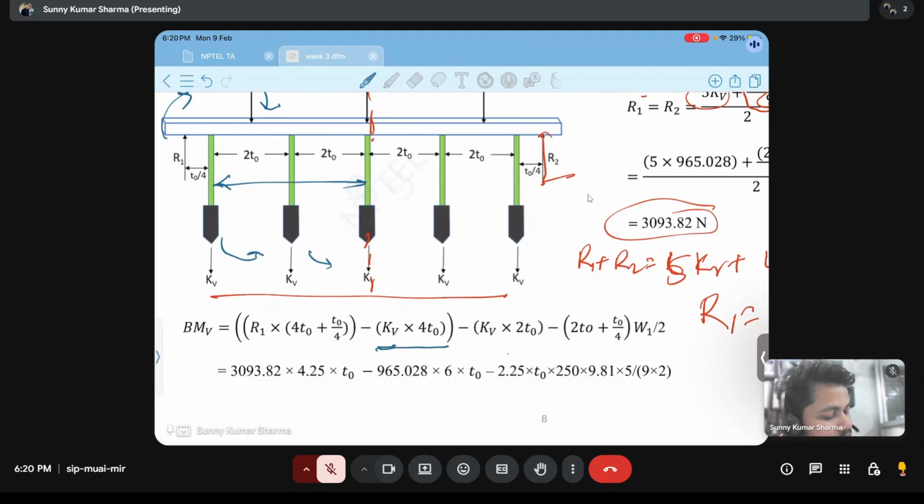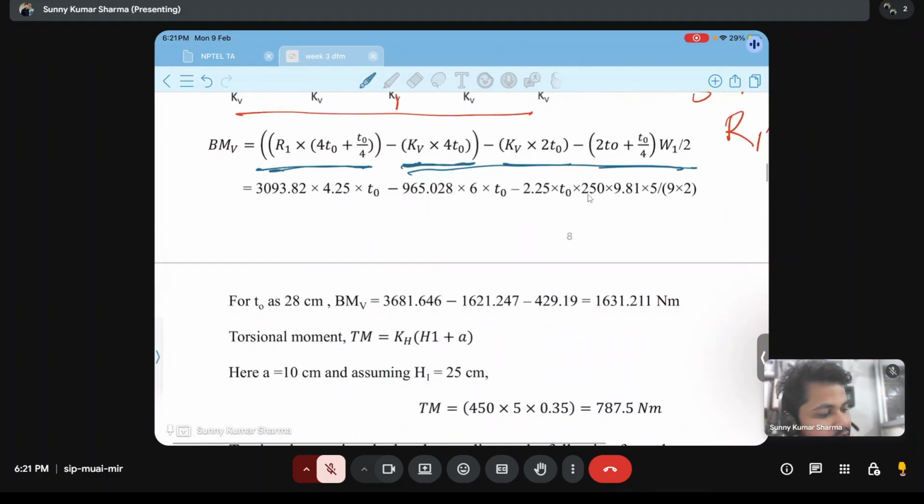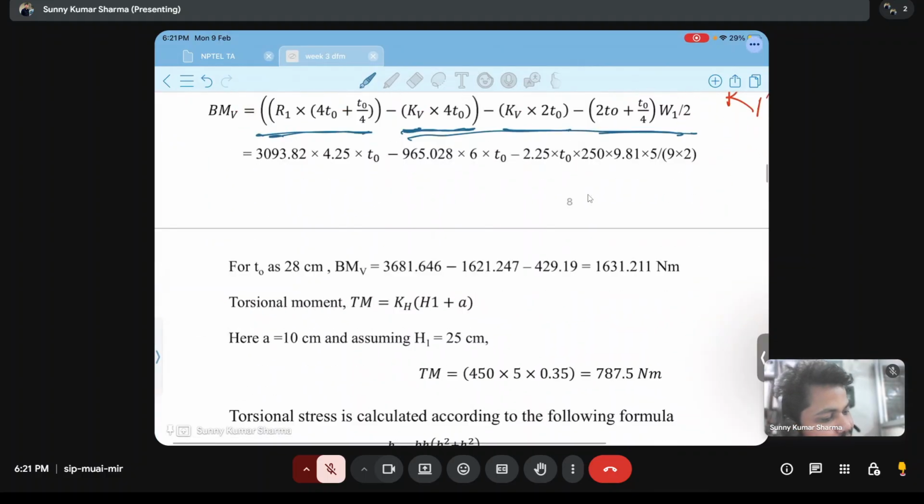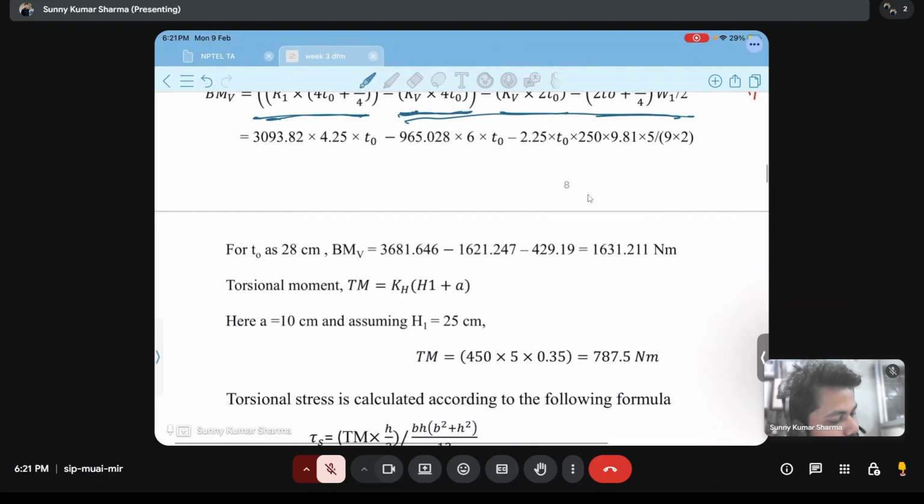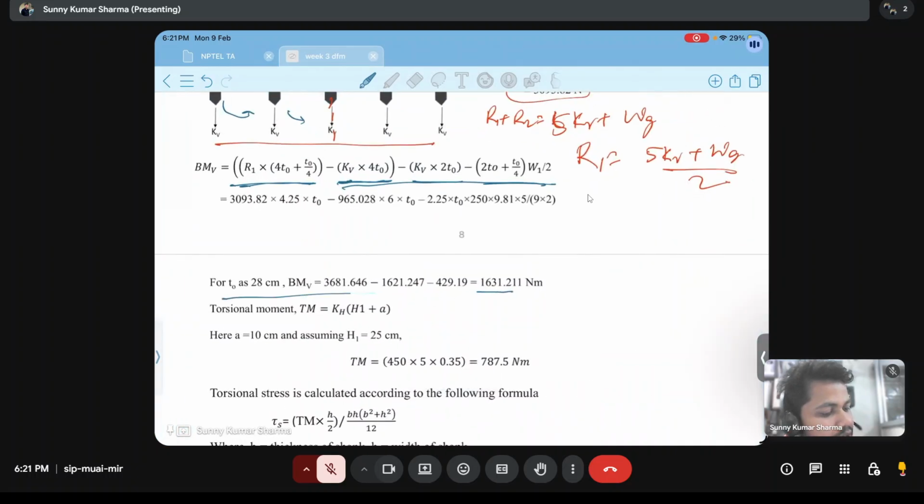So both kV forces are acting at this moment arm. This moment minus this moment, and the weight also has negative moment. So all three will have the same direction. Only R1 is acting in the clockwise direction, so R1 will be positive. From here we can get bending moment of the whole frame, which will come as 1631.211 Newton meter. Now, this was the bending moment.